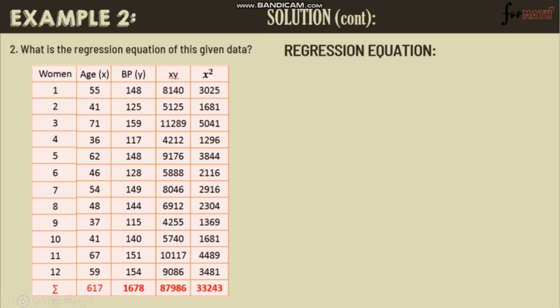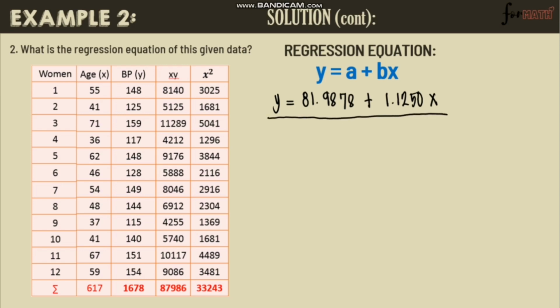Okay? So, hanapin na natin yung regression equation in the form of y equals to a plus bx. So, all you have to do is, lagay lang po natin yung value ng a at value ng b. So, we have y is equals to, ang a natin ay 81.9878. And then, plus the b, we have 1.1250. And then, copy x. So, ito na po yung ating regression equation.